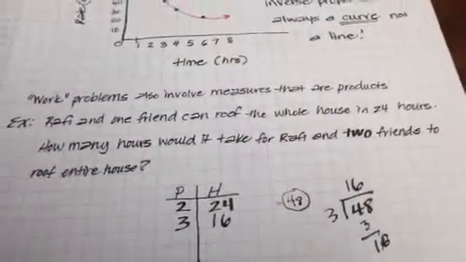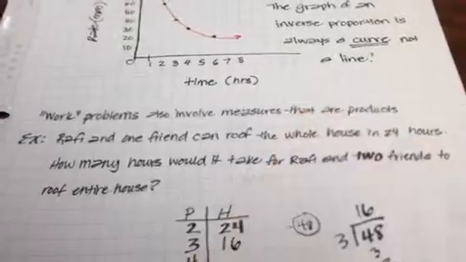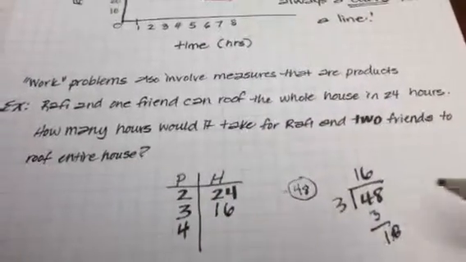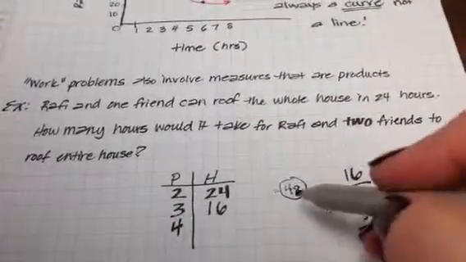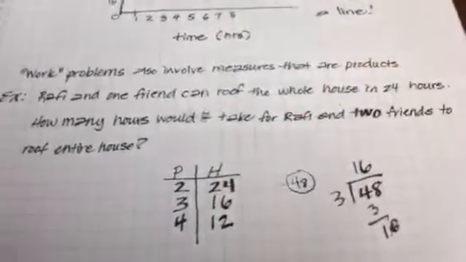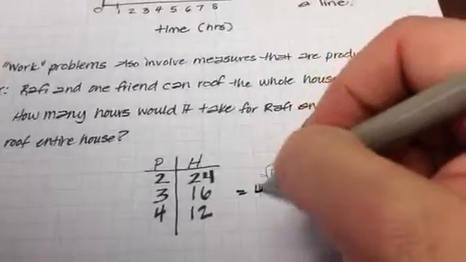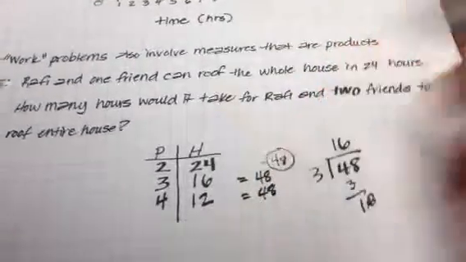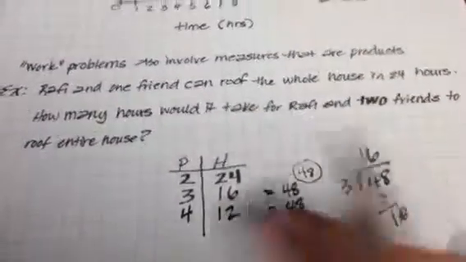Let's say they had Rafi and 3 friends for 4 total. Well, 4 times what is 48? 12. It would only take 12 hours. All of these equal 48. Get it? See, that's not so bad, right?